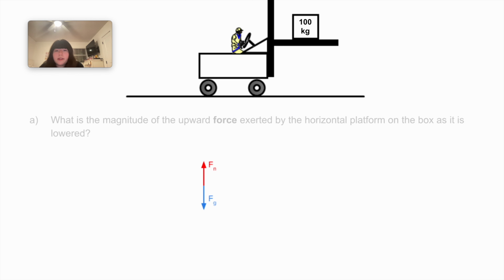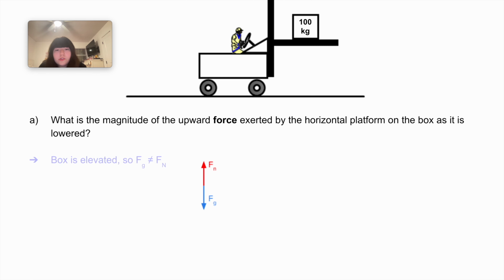We are asked to find the magnitude of the upward force exerted by the horizontal platform on the box as it is lowered. So of course we want to draw out our components as shown on the slide. So in this case, upward force is actually just the normal force. In most cases, we're used to seeing problems in which the normal force counteracts the gravity and is actually equal to the force of gravity. But in those cases, the object is usually at rest on a flat surface. Since this box rests on an elevated platform, the forces are not equal, so we must subtract the normal force from the force of gravity.